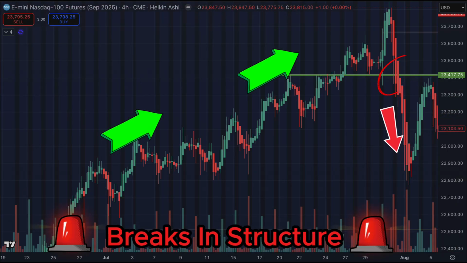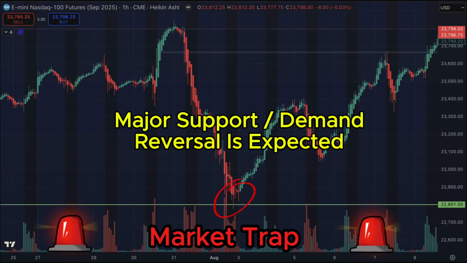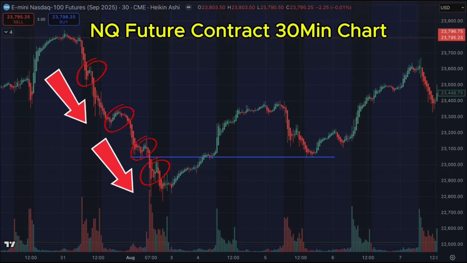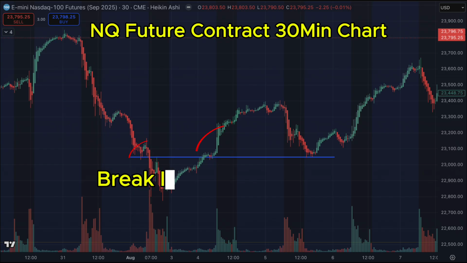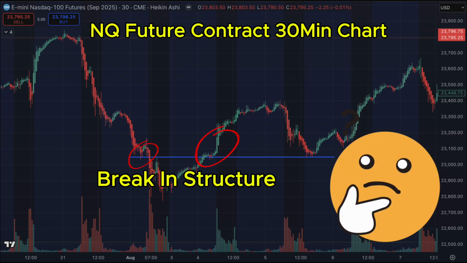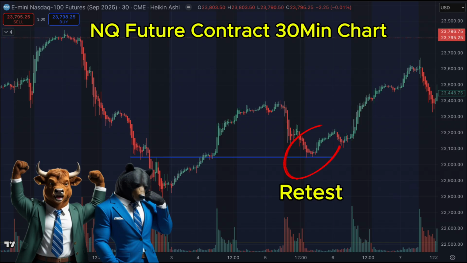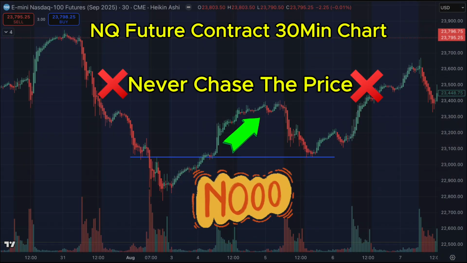Spot breaks in structure that signal momentum shifts. Avoid trading into areas where the market is likely to trap you. Example, you're trading the NASDAQ NQ futures contract. Price has been forming lower highs and lower lows for most of the London session. Suddenly, it breaks above the last lower high. That's your first clue. Sellers may be losing control. A retest of that breakout level gives you a safer, more informed long entry, instead of chasing price when it's already extended.